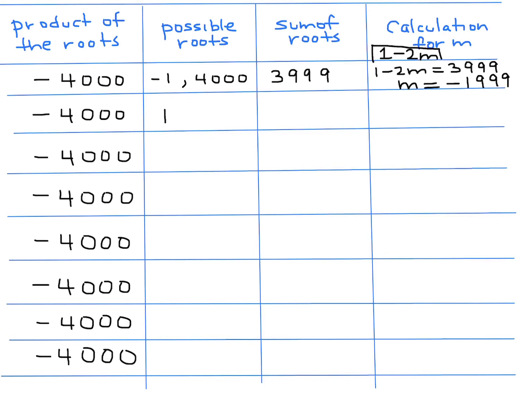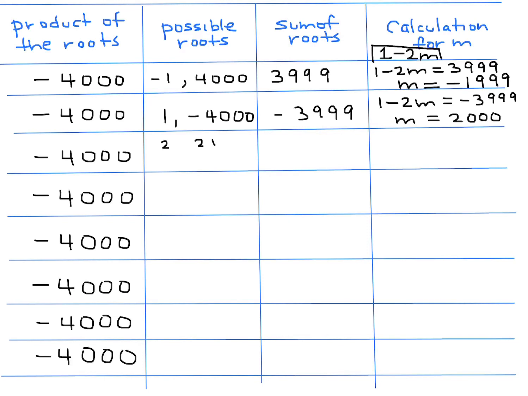Let's keep going here. 1 and negative 4,000, that's another possibility. This would therefore give 3999. And 1 minus 2m is equal to minus 3999. And if you solve for m, you will get m is equal to 2,000. Okay, let's keep going.